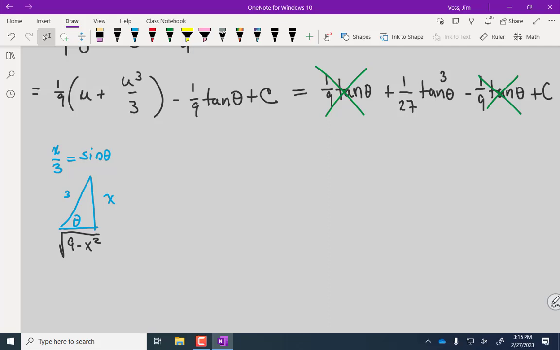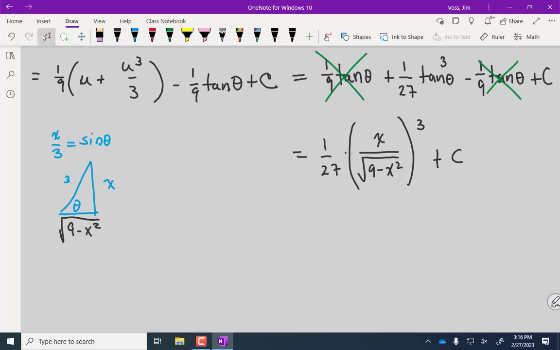Tangent is opposite over adjacent. It's the only thing left to do. Come in over here. We have 1/27th opposite over adjacent. So we're going to have x divided by the square root of 9 minus x squared, all of that cubed, plus c. Final form, x cubed over 9 minus x squared to the 3 halves.